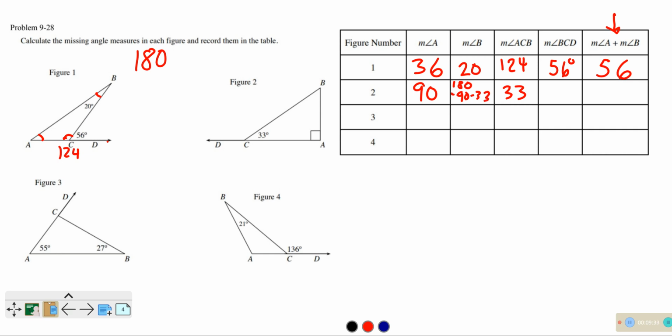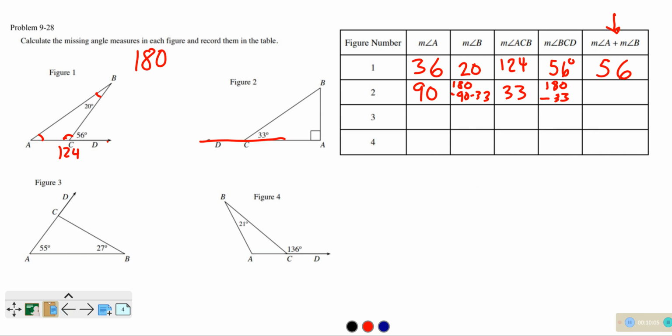To find angle BCD, you are using the line. Here's a line, 180 degrees minus 33. Now, you're not writing down those subtractions. I'm just giving you a hint on how you find it out. This one is a triangle. A triangle has 180 degrees. This is a line, 180 degrees in a line. Subtract what you know to find out what is missing.